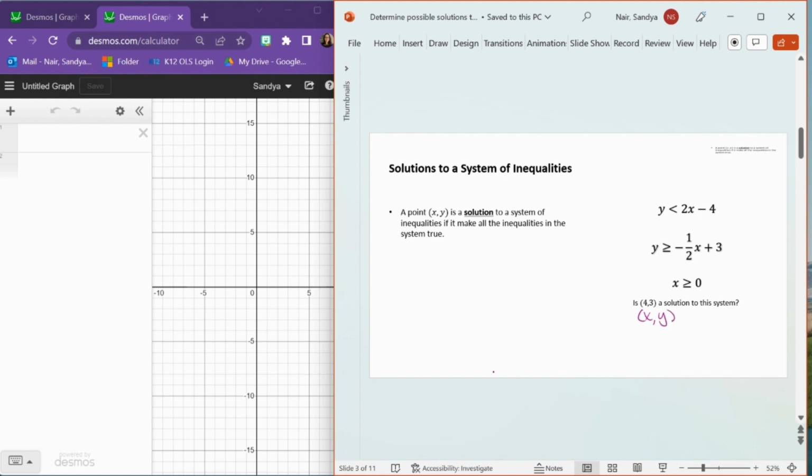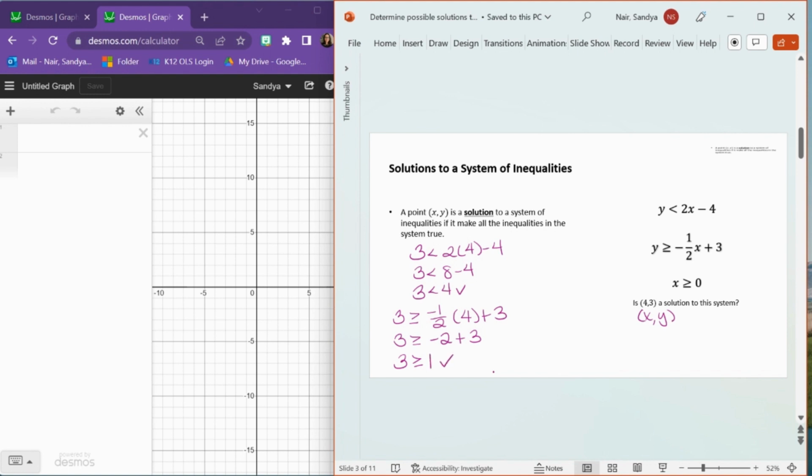So if we plug that into the first inequality, we get 3 is less than 2 times 4 minus 4. So that's saying that 3 is less than 8 minus 4, which says that 3 is less than 4, which is true. Okay, but remember, it has to make all three of the inequalities true. So now let's try the second one. We have 3 is greater than or equal to negative 1/2 times 4 plus 3. That's going to be negative 2 plus 3, so we have 3 is greater than or equal to 1, which is also true.